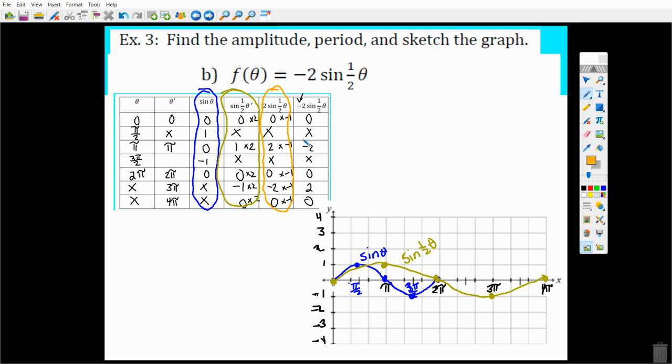So again, at 0, it's 0. For this one, remember the amplitude is 2. So this is a vertical stretch by 2 units. So at 0, it's 0. At pi, it is 2. So 1, 2, that's up here. At 2 pi, it's back to 0. At 3 pi, it's at negative 2, 1, 2. And then at 4 pi, it's back to 0. So there we got the amplitude of 2.